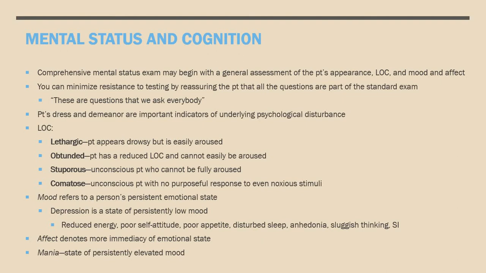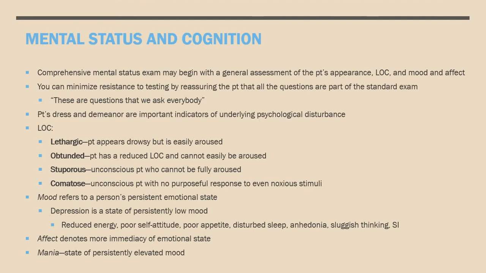Now, on level of consciousness, you've heard some of these terms probably before, but medically, if you say a patient is lethargic, that means drowsy but easily aroused, which means they come totally back with it once you actually arouse them. Now, in an obtunded patient, it means basically they're drowsy and have reduced level of consciousness, but it's hard to wake them up. It takes more to actually wake them up.